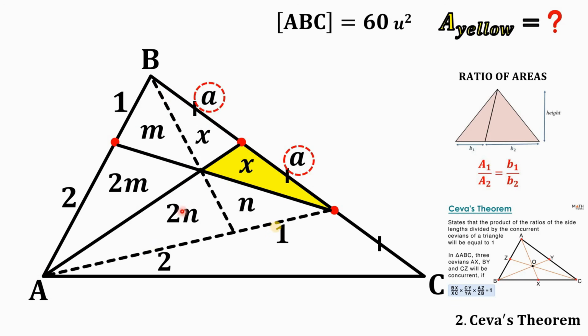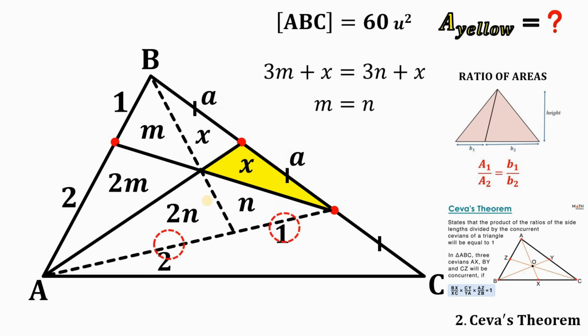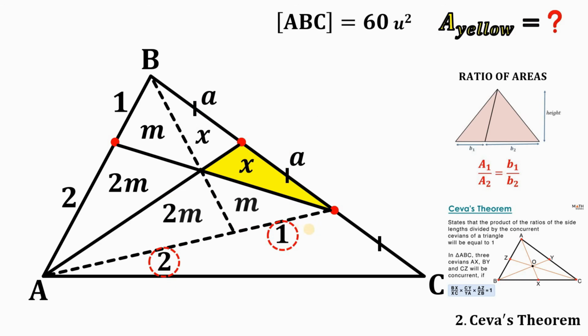Now consider this big triangle, so we can say that the area of this triangle must be equal to the area of the other one. So 3m plus x simply equal to 3n plus x. Simplify, we can get that m equals n. In short, we can replace those n with m like this.